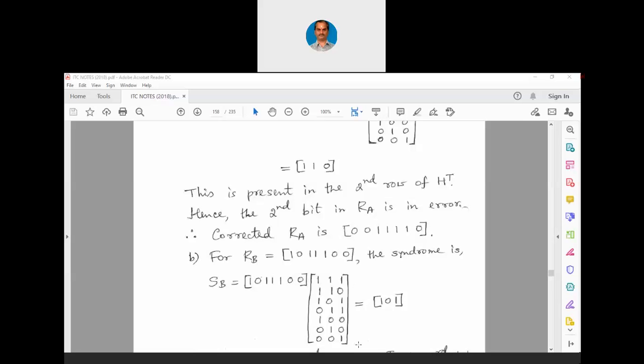Which means we cannot get a syndrome of 0, 0, 0. Now my question is, why is this 0, 0, 0 missing in H transpose? That is my question now. Can anybody answer?